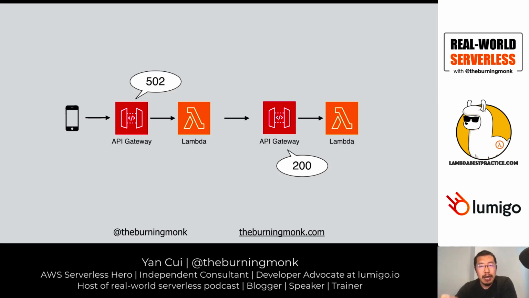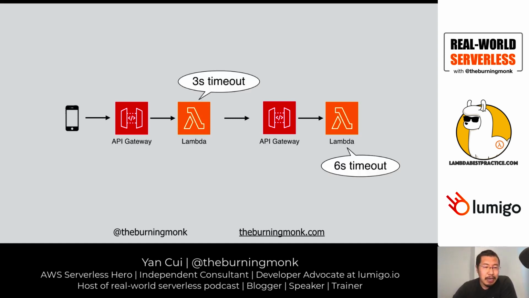So in this case, our user-facing API returned a 502 to the caller. But if you look at the logs, the internal API actually returned a 200. So from the internal API's perspective, everything was fine. It turns out we had a mismatch or misalignment of our timeout values, where the caller function, the user-facing API function, had a shorter timeout than the internal API function that it is calling.